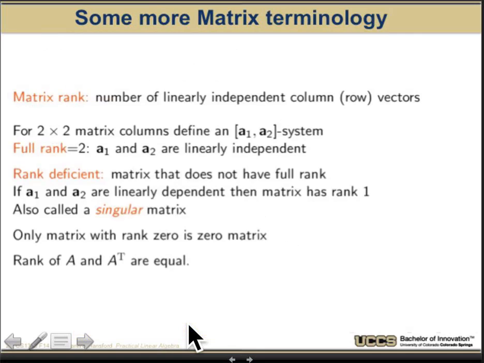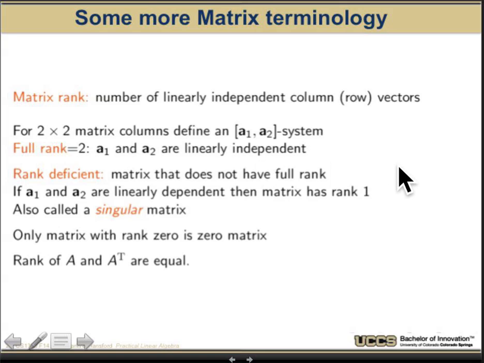I haven't given you enough terminology, so let's have a little bit more. The rank of a matrix is the number of linearly independent columns or rows of the vectors in the matrix. We'll talk about that. For a 2 by 2 matrix, defining an A1, A2 coordinate system, we're going to call it full rank. It's rank 2. Full rank means the rank is the same size as the matrix. That means that the columns A1 and A2 that we're trying to map to are linearly independent. And that's another way of thinking about it. A matrix is full rank when I map it, all of the dimensions remain because all of the new columns are linearly independent.